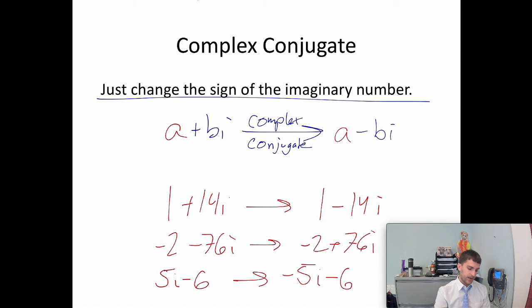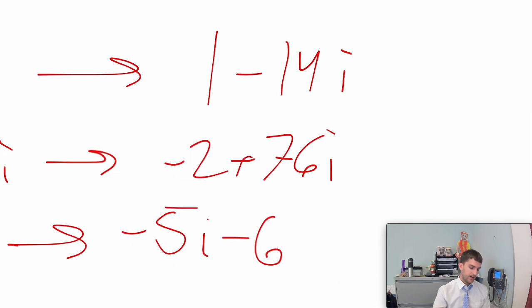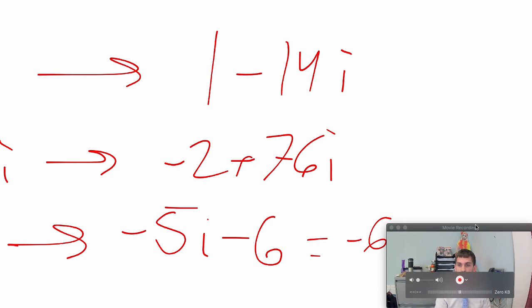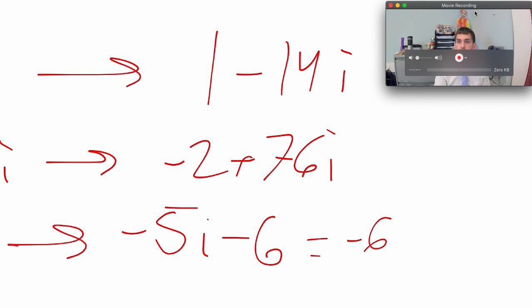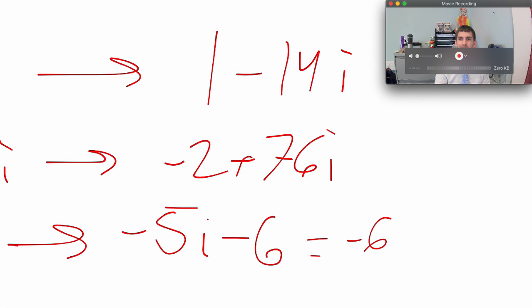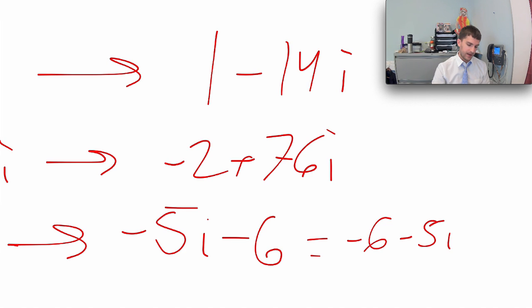If it helps you to, let me zoom in a little bit. If it helps you to put it in standard form, negative 6. I just realized my picture is going to cover that up. Let me move me up. Oh, sorry. There we go. It'll be negative 6 minus 5i. So only the imaginary part we take the opposite of.